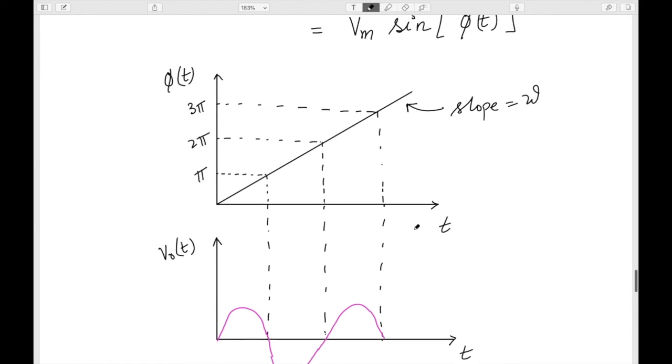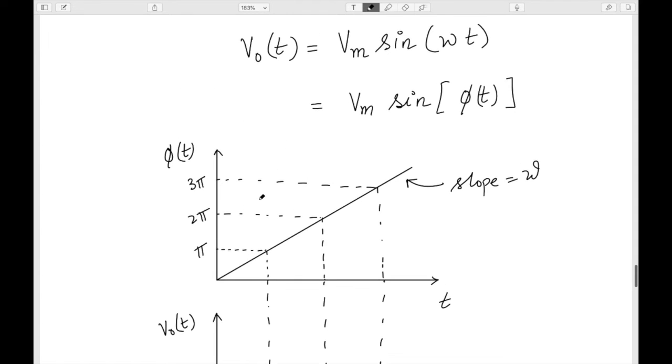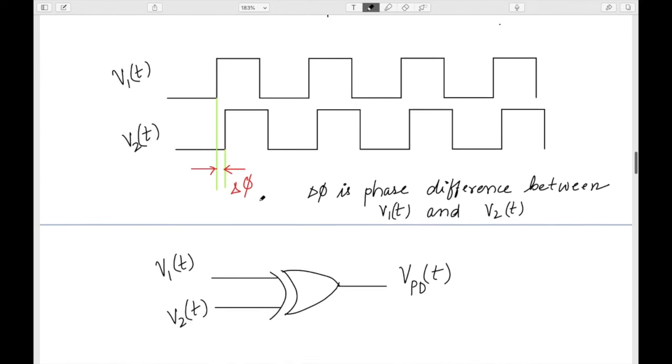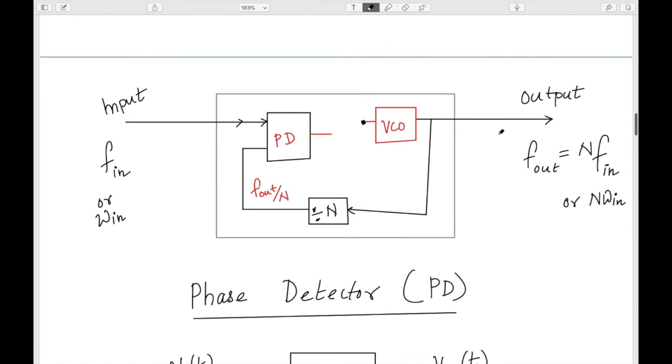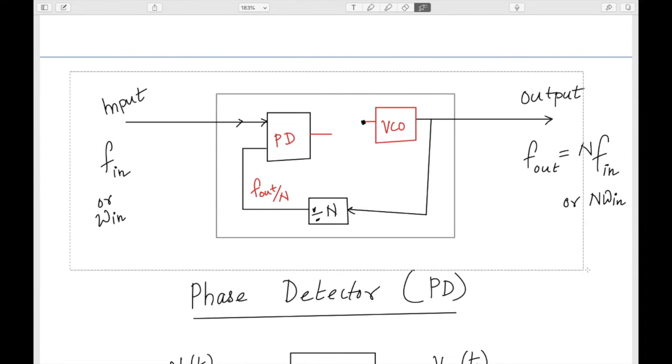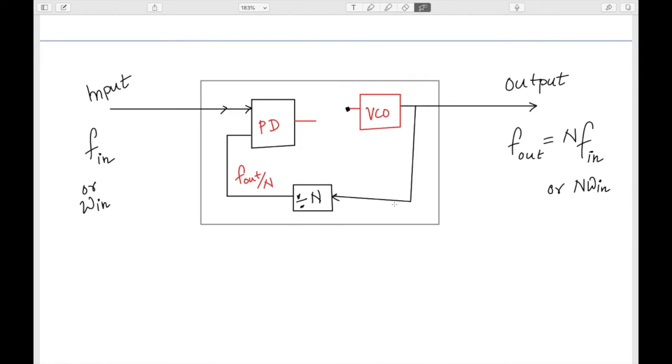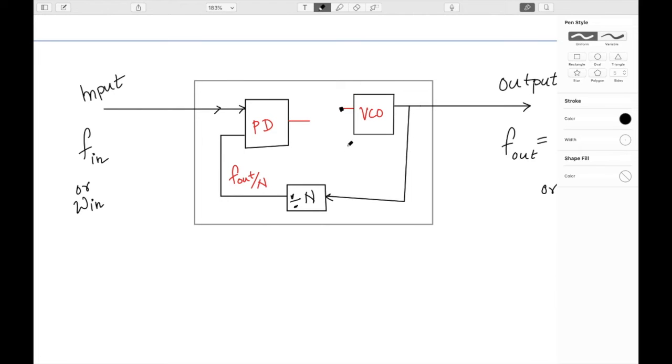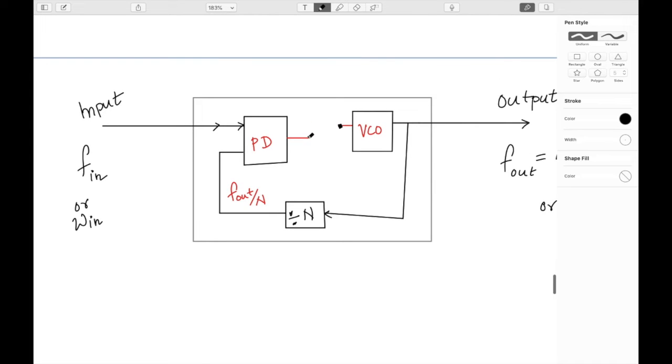If we go back and just copy and bring this circuit again, paste it there. I have my input here, F in and omega in, and of course I have my PD and I have my VCO. Of course this PD is also trying to generate a voltage. But this voltage, we have seen that after the PD it is like ones and zeros, like a digital bit.